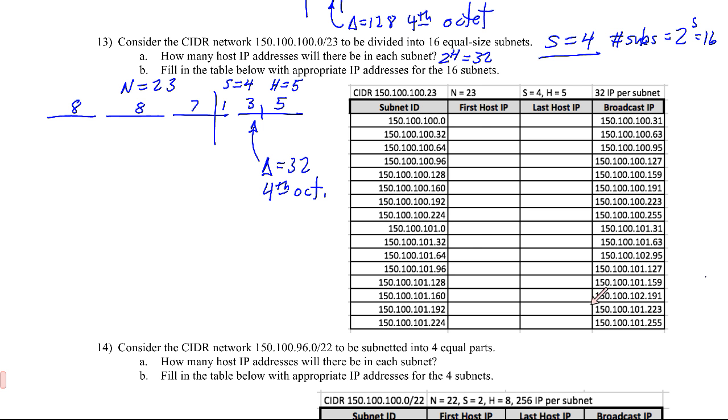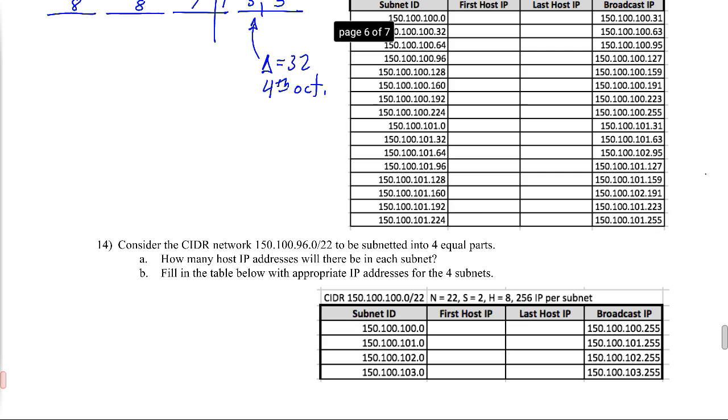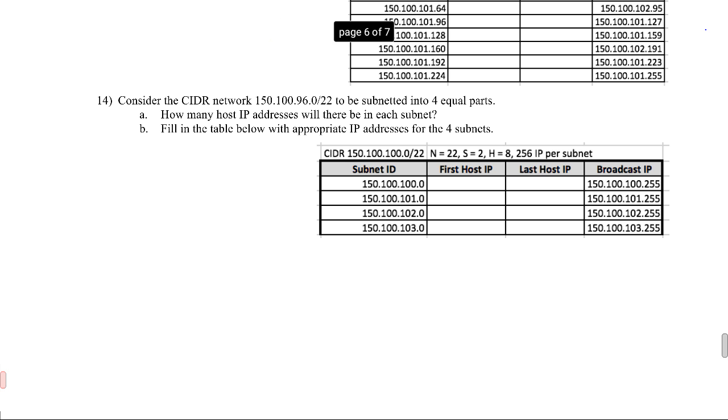You can figure out the rest of the numbers here. Hope that helps. Let me do one more here because I went through that one quickly. We're going to start with now a /22 and divide it into 4 equal parts. So S is going to be 2, so that the number of subnets is 2 to the S, which is 4.